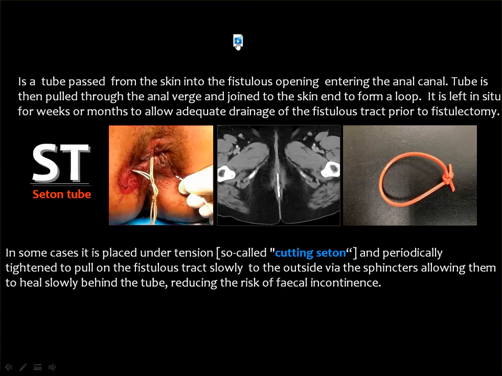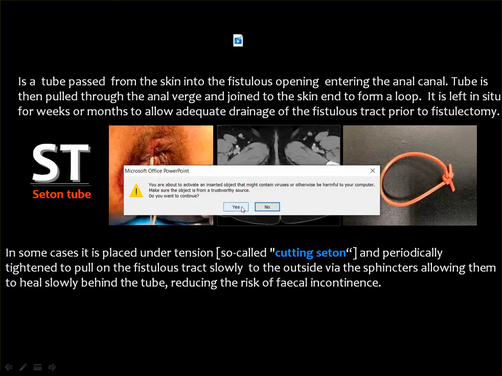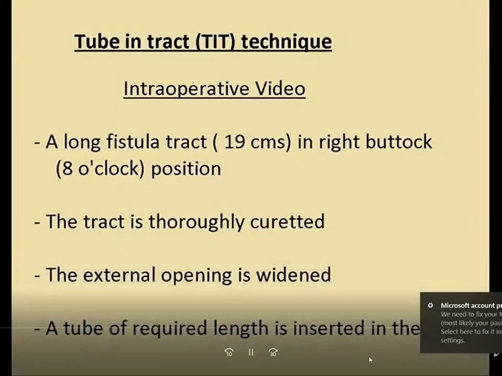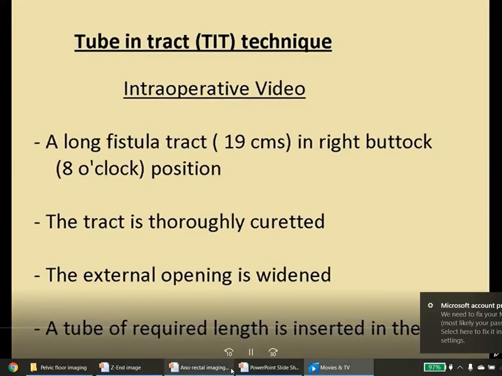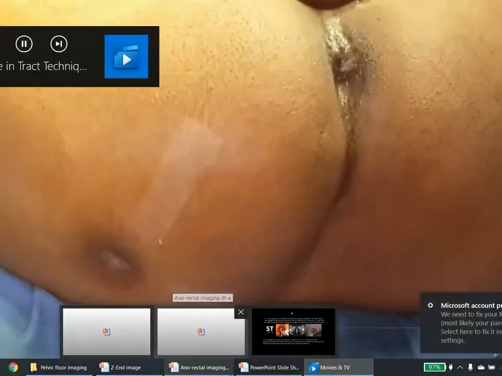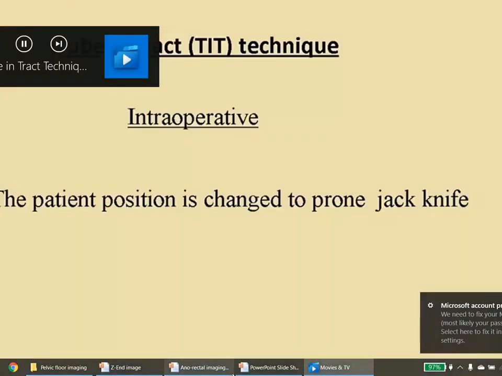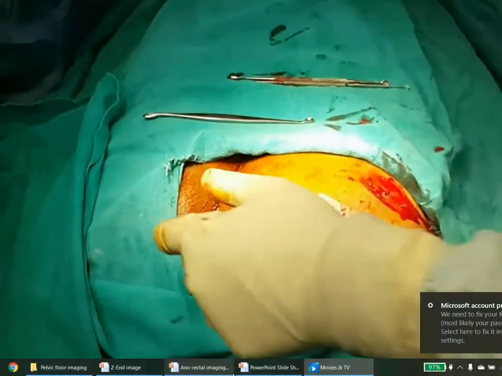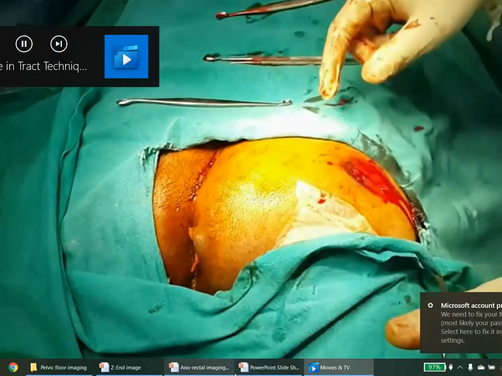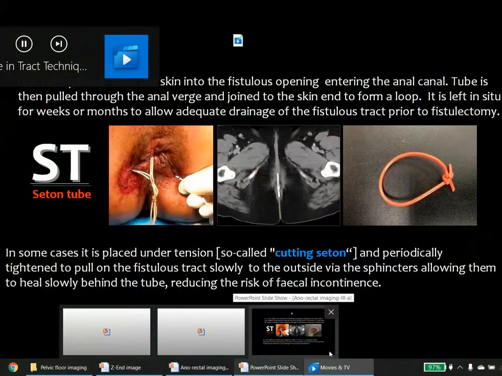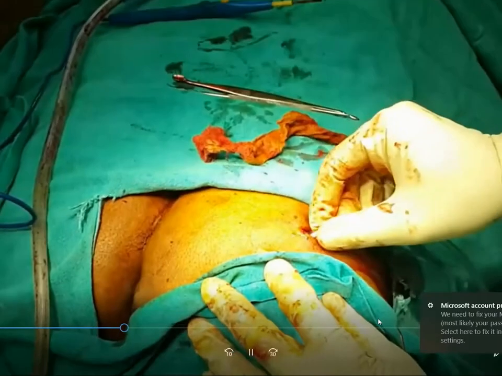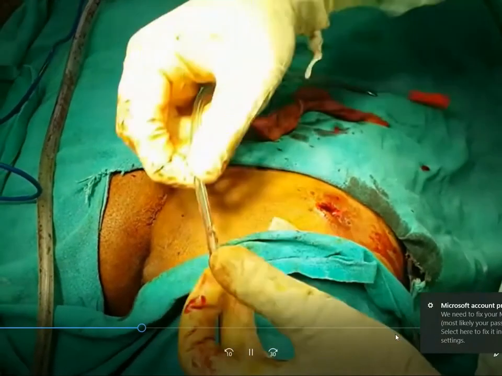And this is also a short video to show you how this seton tube is used for training. A male patient has a long fistula tract in the right buttock at the 8 o'clock position. The patient is put in prone jackknife position. The tract is thoroughly curetted. The external opening is widened. The tube of required length is measured and put in the tract. The tube is not sutured to the skin.